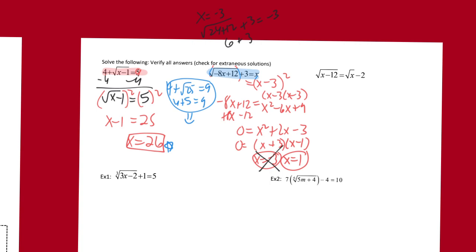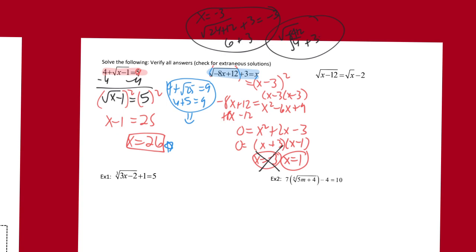So what I want to see is you got it, and you purposely pitched it, okay? And that does not work. Show me that you checked it. Check 1. Okay, square root of negative 8 times 1 is negative 8 plus 12 is going to be negative 8 plus 12 is going to be a 4. So the square root of 4 is on the left.